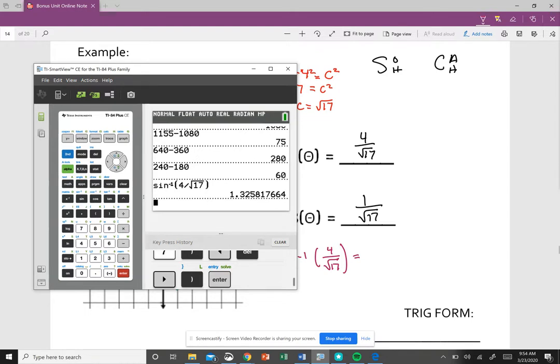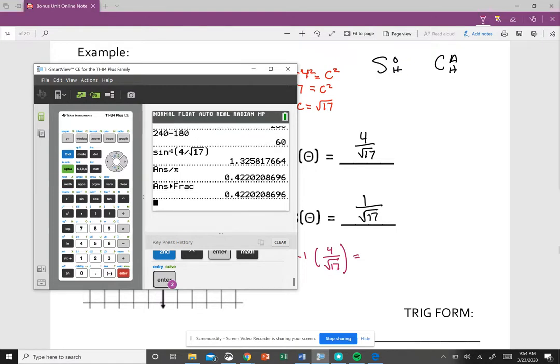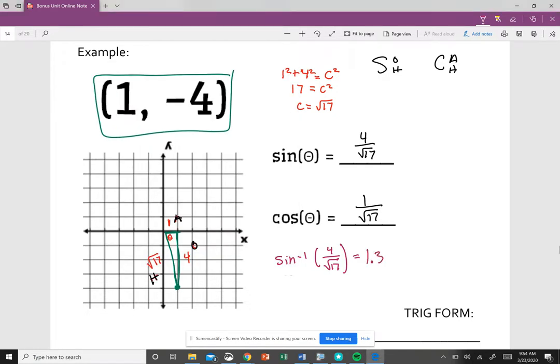I'm dividing by pi because remember how pi is almost always part of my answer. I'm going to see if it's a nice pretty number. It's not. Okay, so then our answer is 1.326. So that's how many radians. But remember, these are all positive numbers, right? So that would be 1.326 of my reference angle.